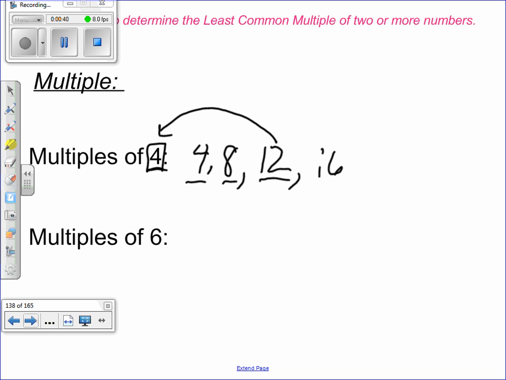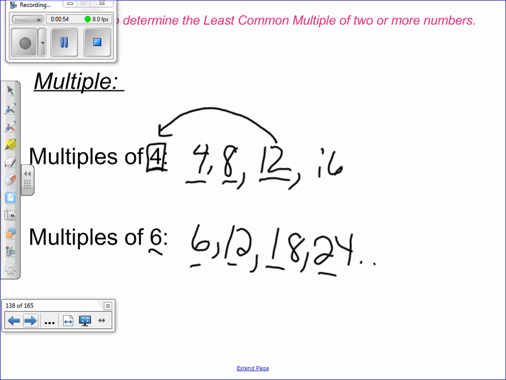So the multiples of 4 all have 4 as a factor. All right? Multiples of 6 are the numbers that have 6 as a factor. So 6 times 1 gives us 6. 6 times 2 gives us 12, 18, 24. We could go on and on. All of these numbers have a factor of 6, so they are all multiples of 6.